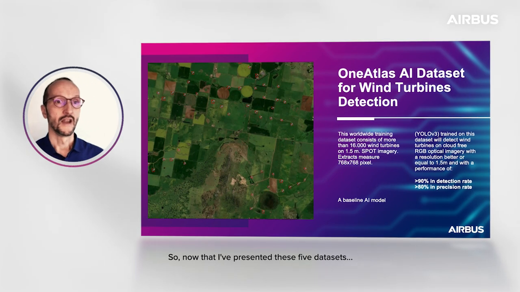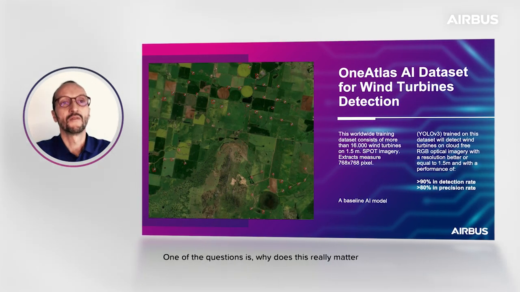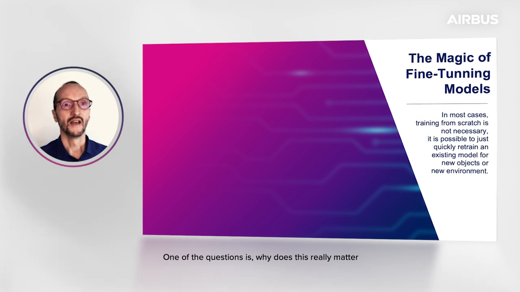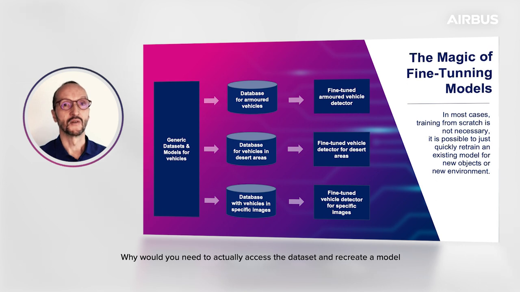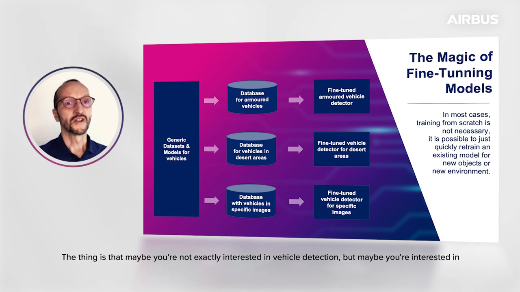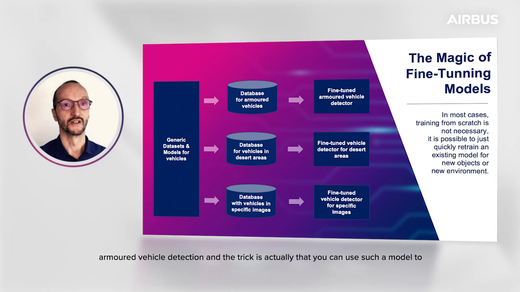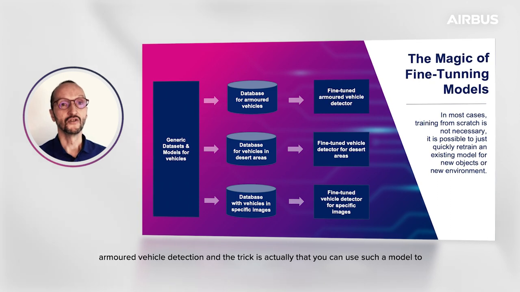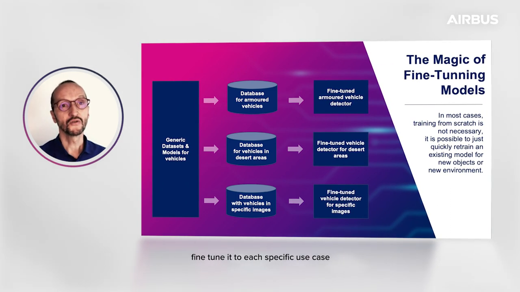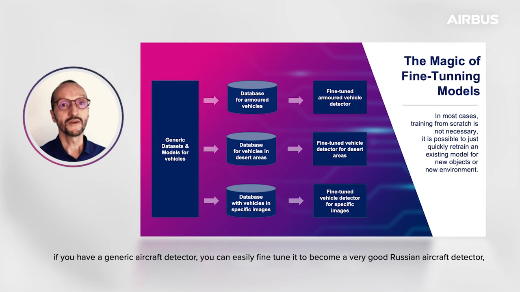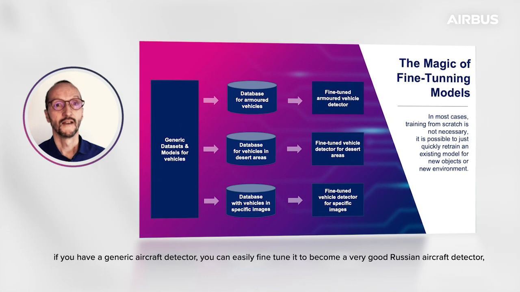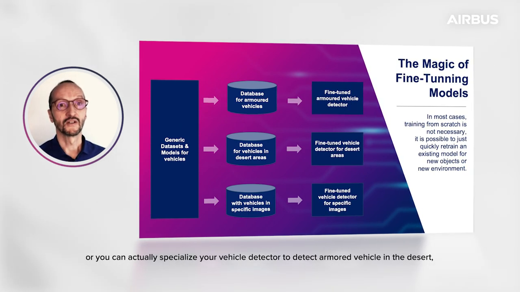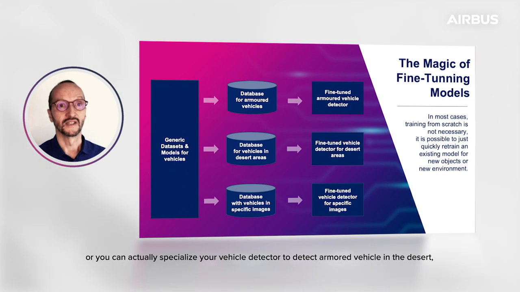So now that I've presented these five data sets, one of the questions is, why does this really matter? And why would you need to access a data set and recreate a model? The thing is that maybe you're not exactly interested in vehicle detection, but in armored vehicle detection. And the trick is that you can use such a model and fine tune it to your specific use case. If you have a generic aircraft detector, you can easily fine tune it to become a very good Russian aircraft detector. Or you can specialize your vehicle detector to detect armored vehicles in the desert.